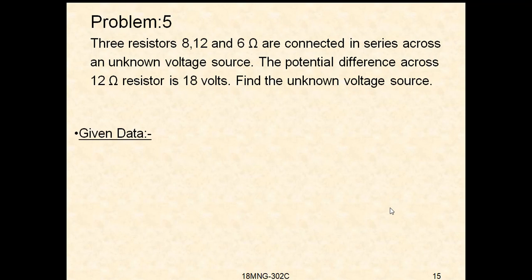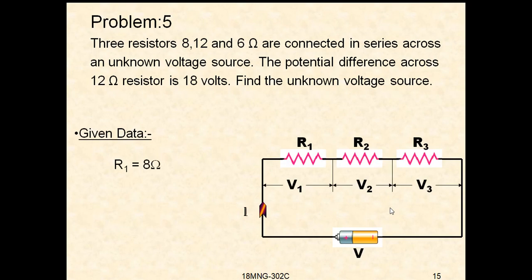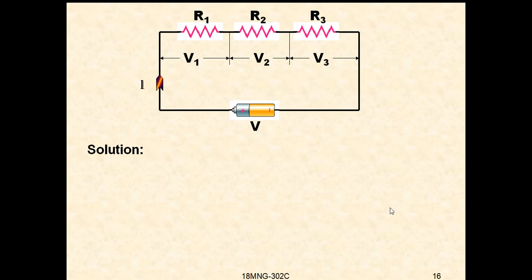Here it is given that there are three resistors. R1 is equal to 8 ohms, R2 is equal to 12 ohms, and R3 is equal to 6 ohms. And the voltage across the 12 ohm resistor is 18 volts, that is V2, and we have to find the total voltage V.